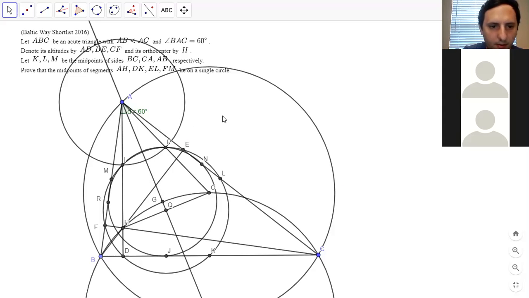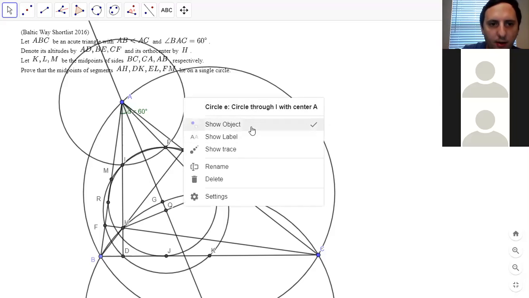I forgot what G is. Maybe we can say G is the midpoint of arc OH of BHC, and then try to prove G is the center, that the distances from G to the 4 points are equal. Okay. So yeah, we want to show the distance from G, so let G be the midpoint of arc OH. Okay. So I'm going to hide some stuff.